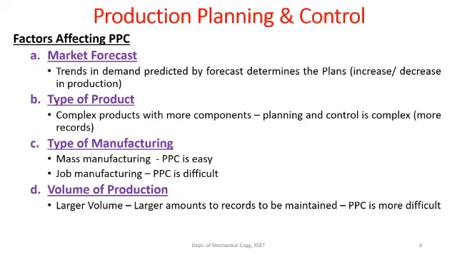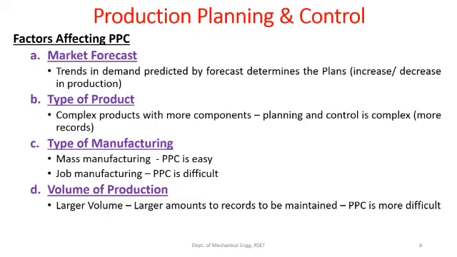Now, the third factor affecting PPC is the type of manufacturing. For mass manufacturing, where a company produces one or two standardized products, the production planning and control is easy because they deal with very low variety of products. Whereas in a job manufacturing facility or a job manufacturing production system, they deal with a wide variety of products that are produced according to consumer order. So they are made to order by the consumer, and this makes production planning and control difficult because they do not have a standardized process.